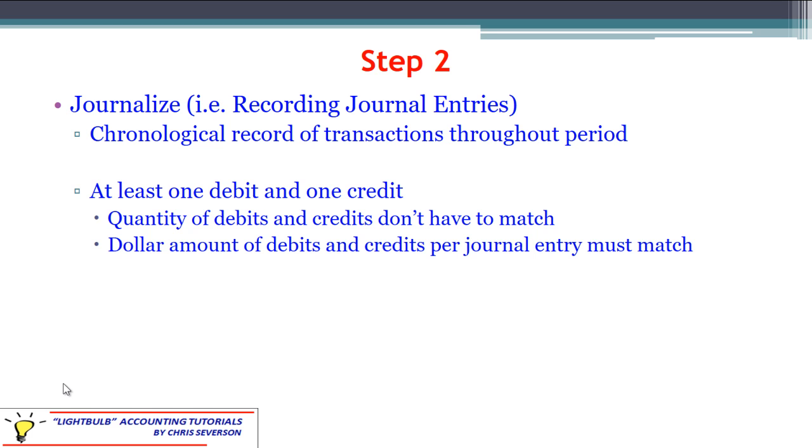It doesn't have to be equal. The only rule is you have to have at least one of each. Part of the reason for that is that your dollar amount of debits and credits for every individual journal entry does have to balance out. You could have two debits that total up to $100 and have one credit that also totals up to $100, and you'll be fine. Again, we have other modules that discuss journal entries in much more detail.